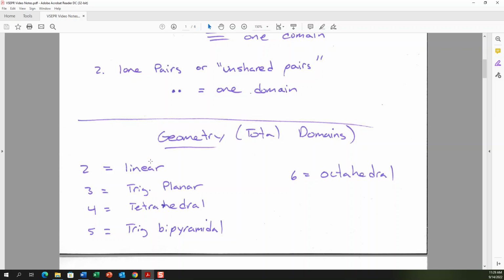Now, here's the deal. When the domains are all bonds, so if I have 6 bonding domains, 5 bonding domains, 4 bonding domains, 3 bonding domains, or 2 bonding domains, if the domains are all bonding domains, then the geometry and the shape are the same thing. Something with 2 bonding domains and that's it is going to be linear in terms of shape and geometry. Something with 5 bonding domains and 5 total domains is going to be called trigonal bipyramidal geometry, and it would also be called trigonal bipyramidal shape. I'm going to show you a chart here. Hopefully that makes sense. When all the domains are bonding domains, that's when shape and geometry are the same thing. Same name.